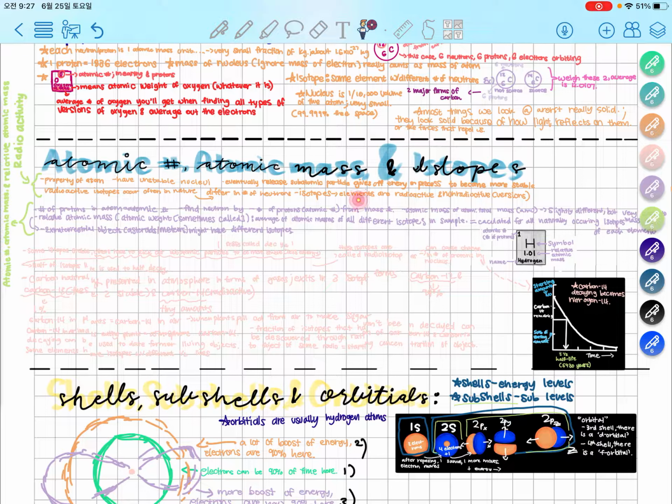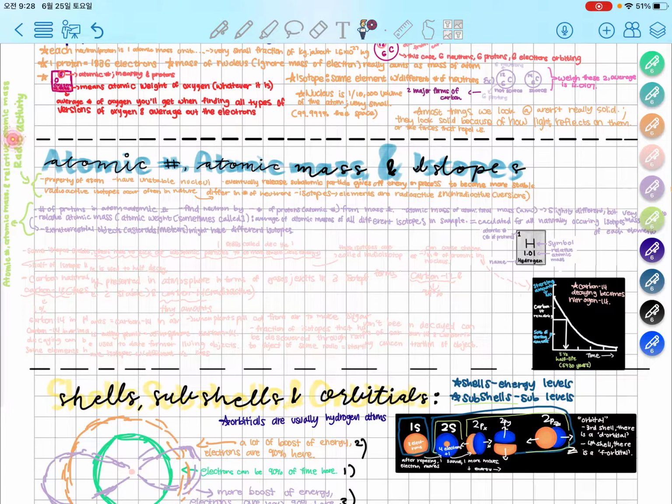They differ in that some elements are radioactive and there are also non-radioactive versions. These are types of isotopes. They differ in the number of neutrons, and radioactive isotopes often occur in nature.